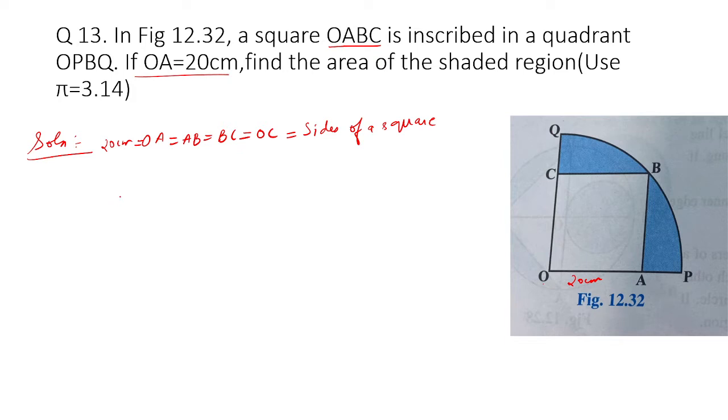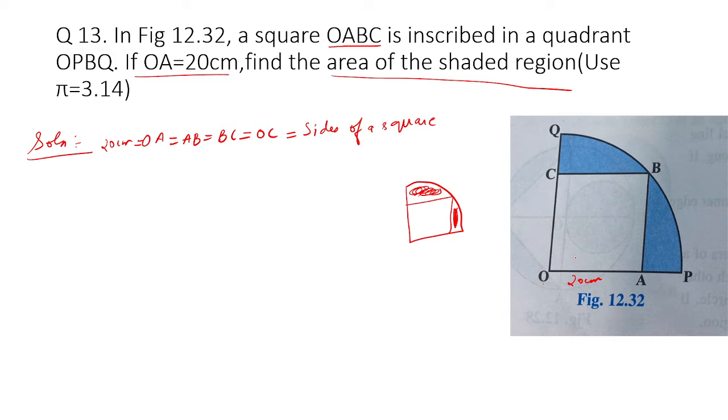Alright, we're asked to find the area of the shaded region. So how do we find it? It is by first finding the area of a quadrant and then subtracting the area of the square. When you do that, you'll be left only with this section. But in order to find the area of a sector, what do you need? You need to know the radius.